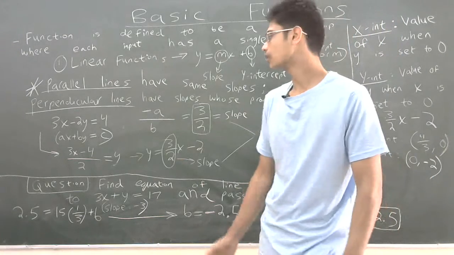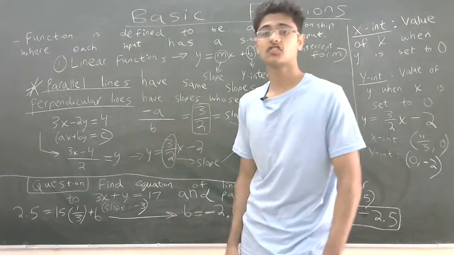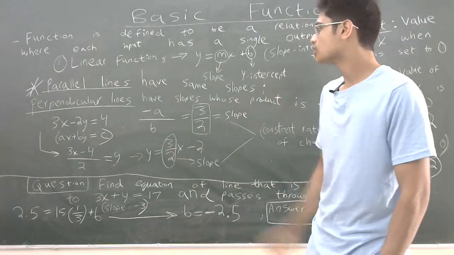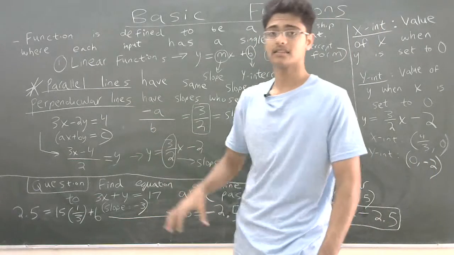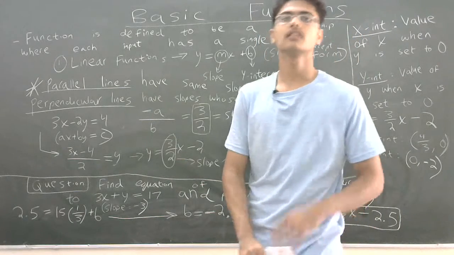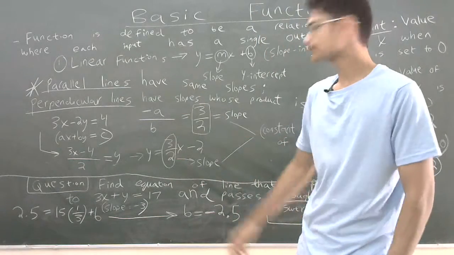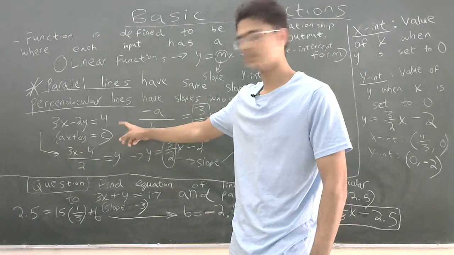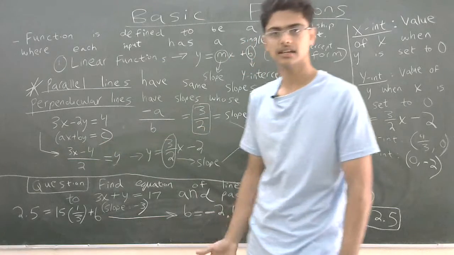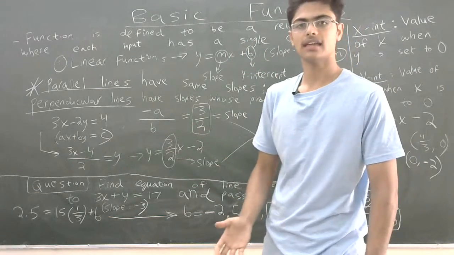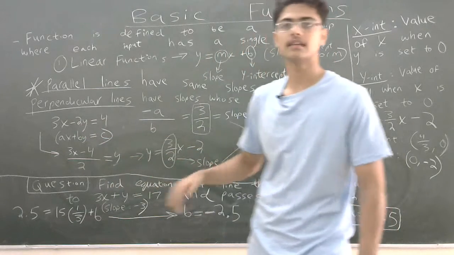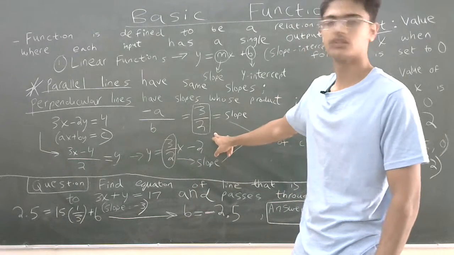So let's take an example. For instance, we have 3x - 2y = 4. Of course, this is not in the slope-intercept form, so either we can convert this into the slope-intercept form, or there's another formula to directly determine the slope of this line. 3x - 2y = 4 is in the form of ax + by = c, and its slope is really -a over b, which in this case means -3 over -2, giving a slope of 3 over 2.